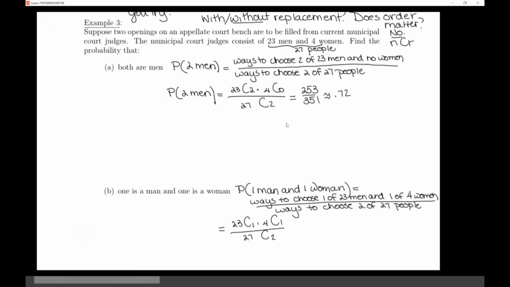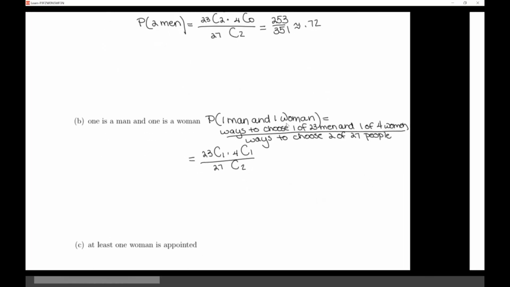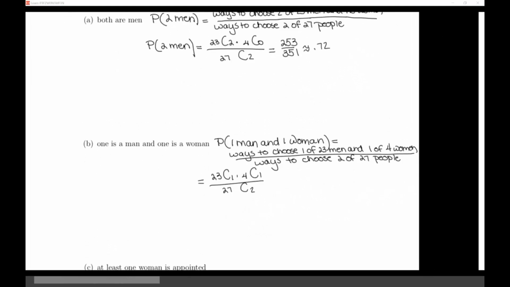For the second half of the question, they wanted the probability that we would get 1 man and 1 woman randomly. I would expect this to be a lower probability than part A, because again, there just aren't that many women in the group. So here's the probability fraction: 23 men choose 1 of them, and 4 women choose 1 of them.